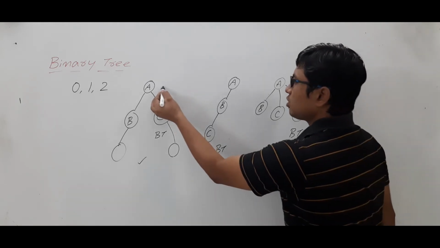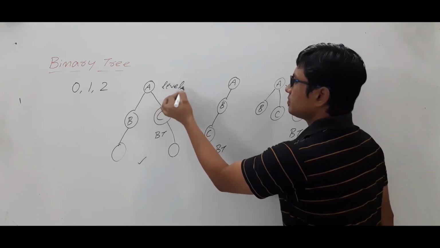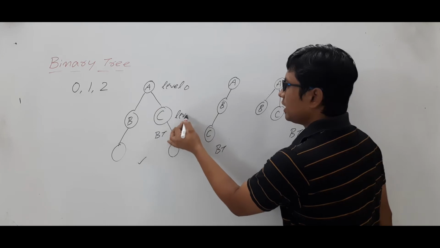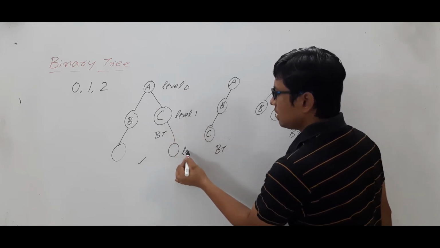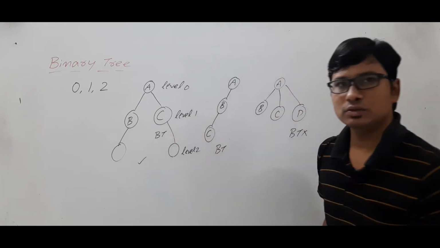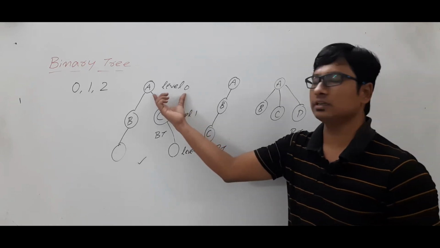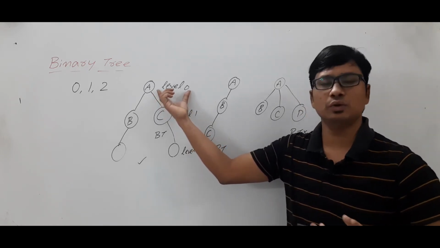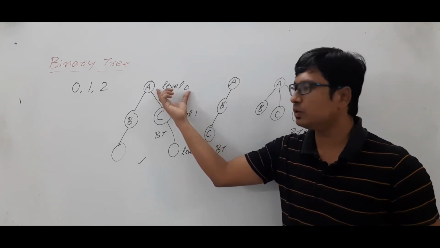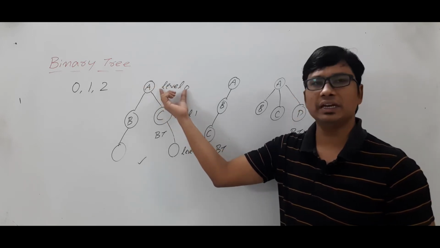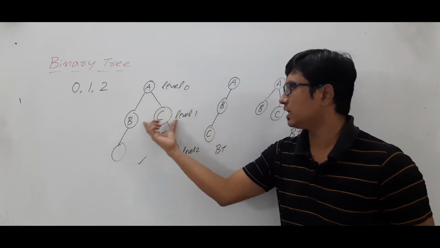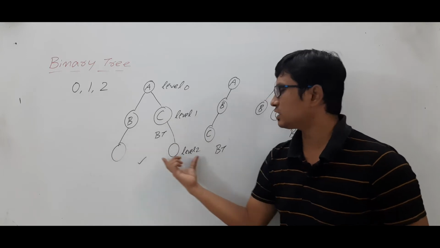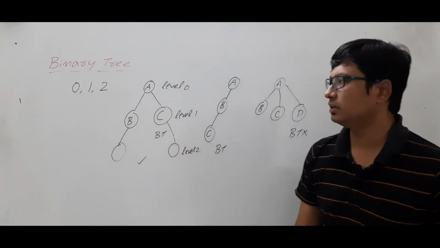So now coming to the basics of the binary tree, we have the levels. We will call this level 0 and this is level 1 and this is level 2 and so on. Sometimes they may consider that the root node is at level 1, but usually the root node will be at level 0 and the next one is level 1 and the next one is level 2, and so on. Is it clear?